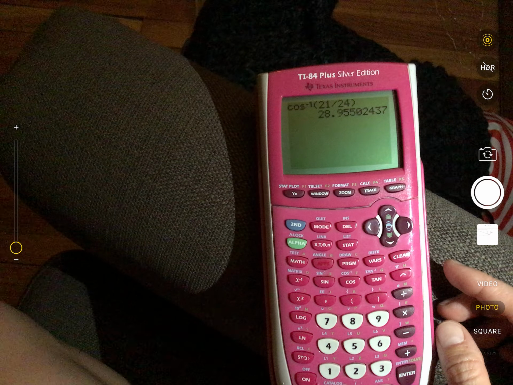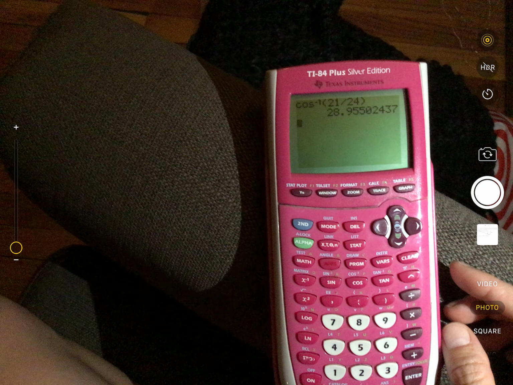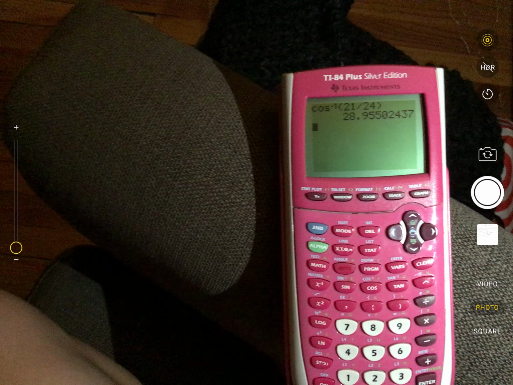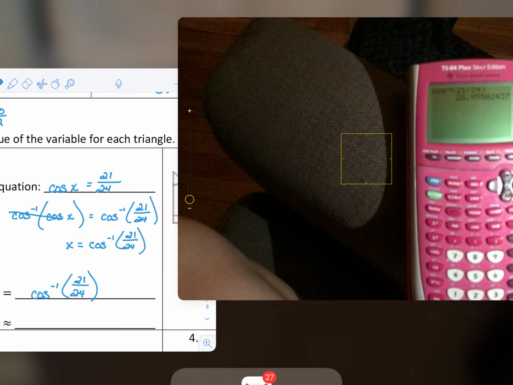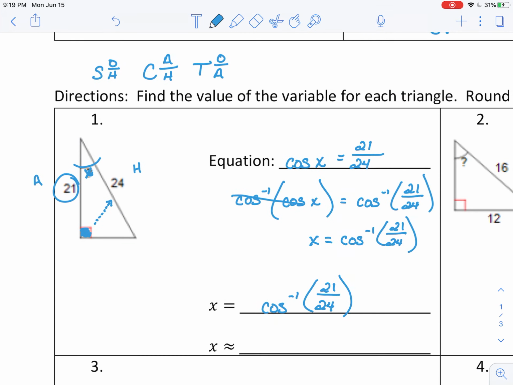So 28.9, we're going to always round these to the nearest whole number. So that 9 makes that 8 round up. We're going to say that's about 29 degrees. So before I forget that, cosine inverse of 21 over 24 is about 29 degrees.